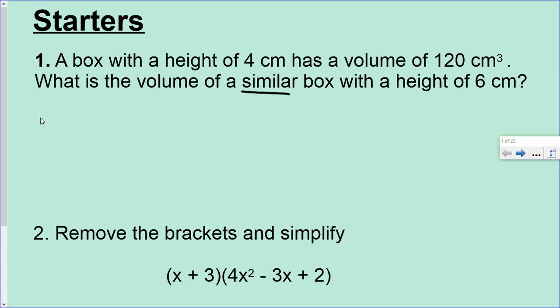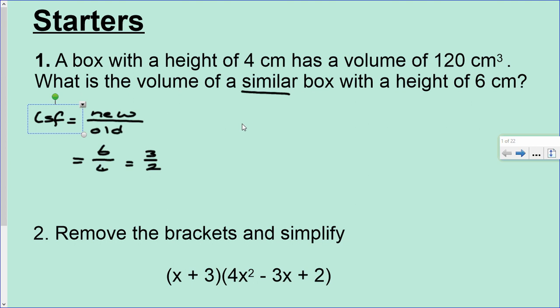So because it says similar, we notice there's similarity or scale factor as a topic. So first thing we're going to do is LSF, or length scale factor, equals new over old. And then we're looking for something with a height of 6 centimeters. So that's our new shape. So it's going to be 6 over 4, or if you simplify, that's 3 over 2.